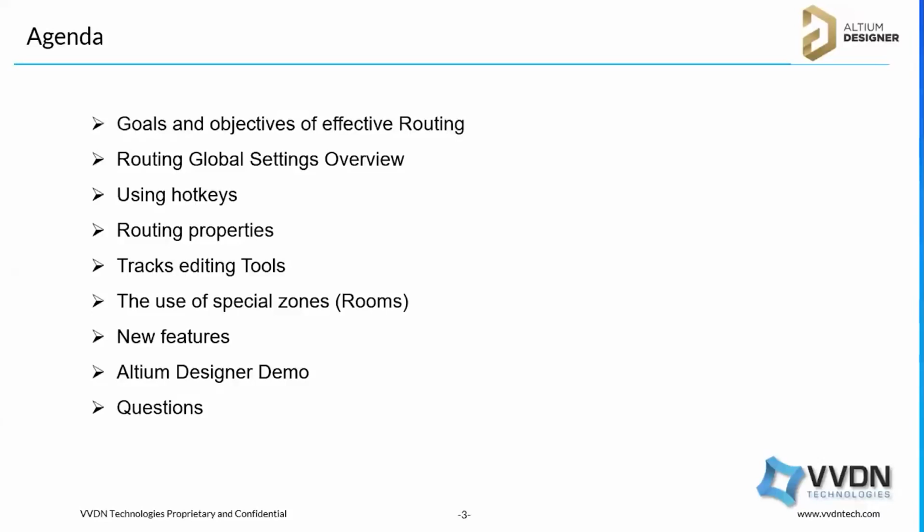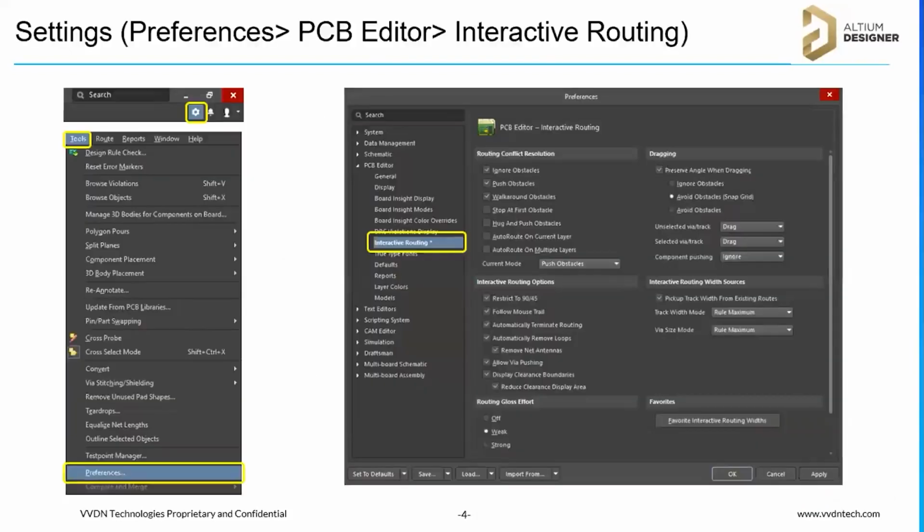So we are going to explore all the features from the basics. Maybe some of you are familiar with the options which I'm going to say. If you are an Altium user, you might be using some of the shortcuts and features. But let us explore all the options, from the basics to the new features. So the first thing is the global settings.